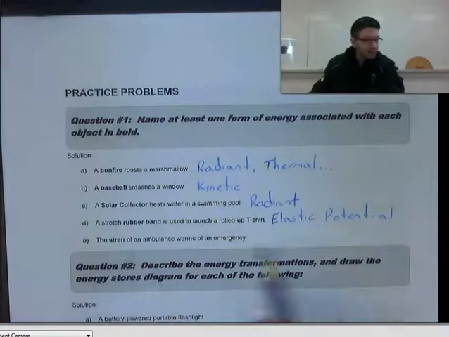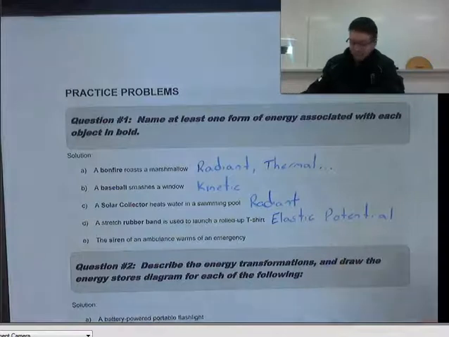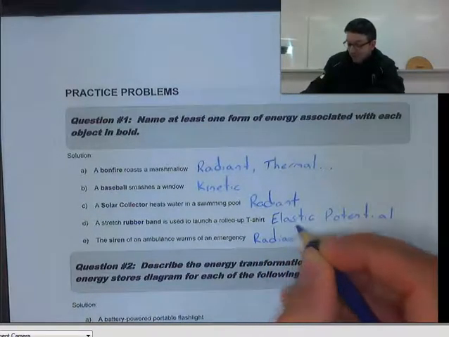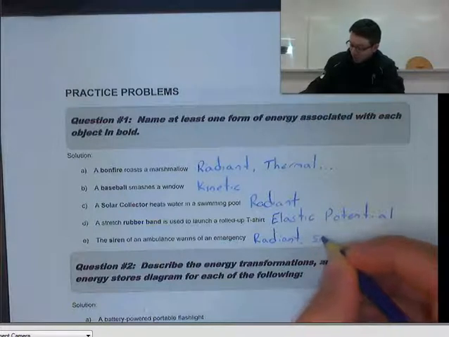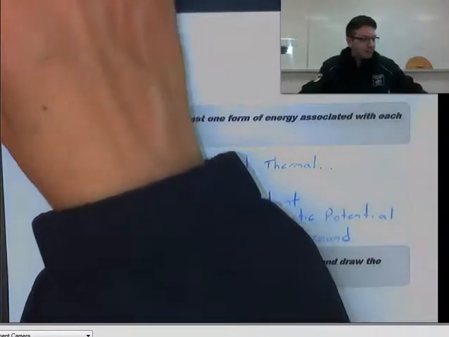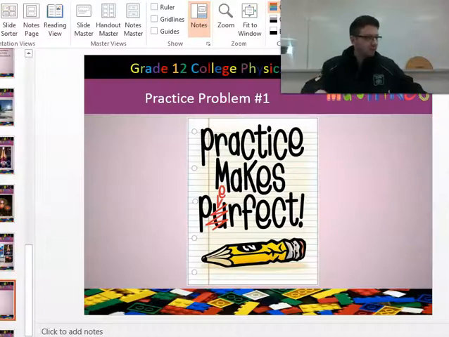And the siren of an ambulance is emitting light, so you can say radiant, but it's also emitting sound, so you can say sound as well. There's so many different types, I'm not going to write all of them. But we're just going to be identifying different types.